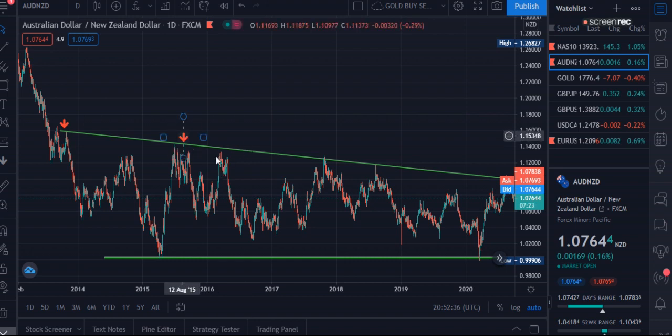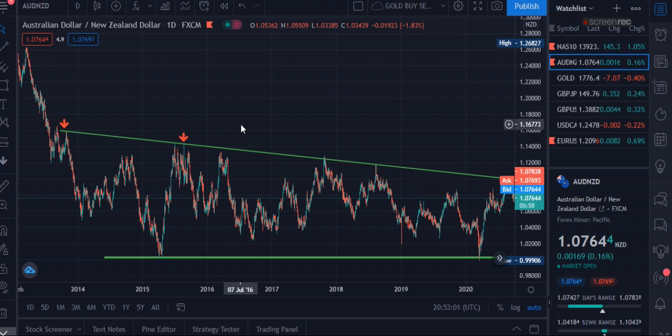Since this one is acting as a resistance and we're looking to sell at this resistance, as price is approaching this area, you're going to be looking for bearish reversal patterns. Bearish reversal patterns. What am I talking about? I'm going to be looking at some of these patterns, like a hammer.